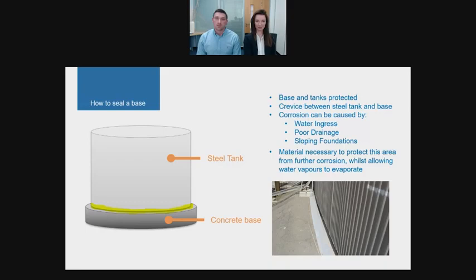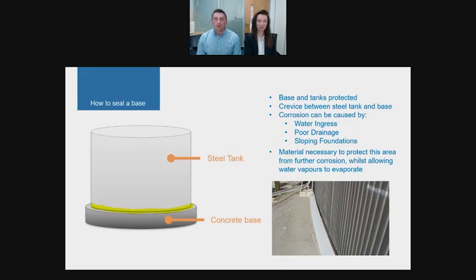Storage tanks are generally placed onto a concrete pedestal with a bed of sand. The tank can move, causing the conventional sealant to fail between the tank and the base. Over time, this results in corrosion at the chime angle, annular ring, or on the track underneath the base, highlighted in yellow, due to either water ingress, poor drainage, or sloping foundations. And in the long term, it could cause loss of containment.